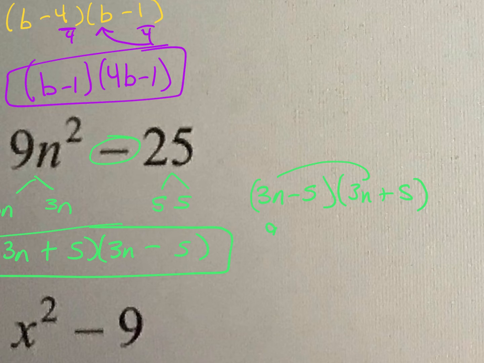When we FOIL this out, I get 9n squared plus 15n minus 15n minus 25. What happens with my 15n's? They cancel out. That only happens if there's a minus sign in the middle. If there is a plus sign, it doesn't work out that both parentheses are the same. That would create a perfect squared trinomial, and that's not what we have. If you have 9n squared plus 25, that's not factorable. Has to be a minus sign in the middle of the perfect squares.